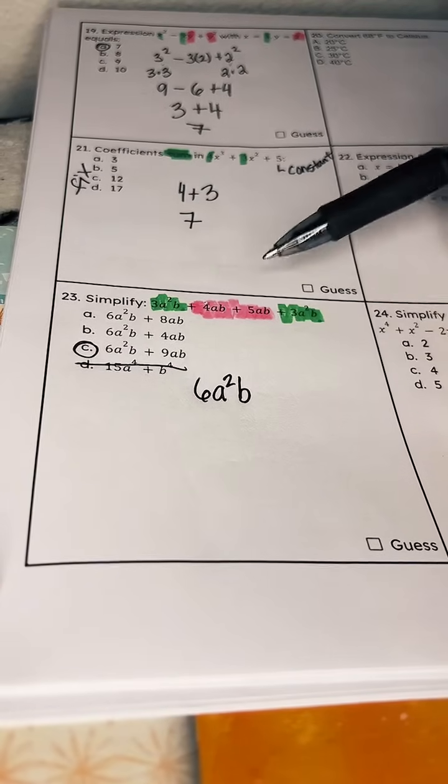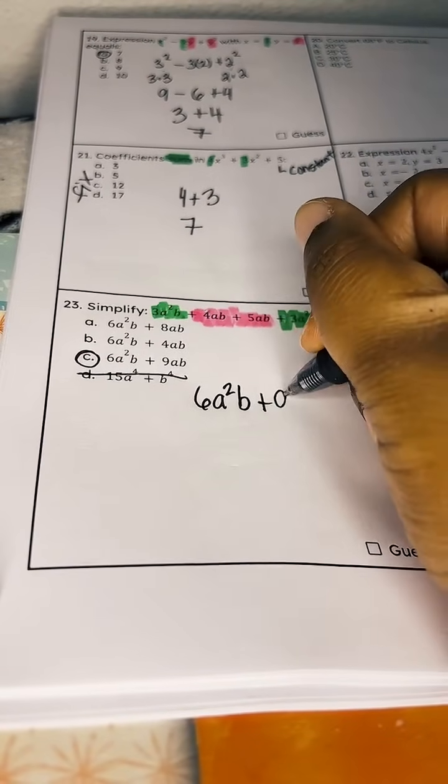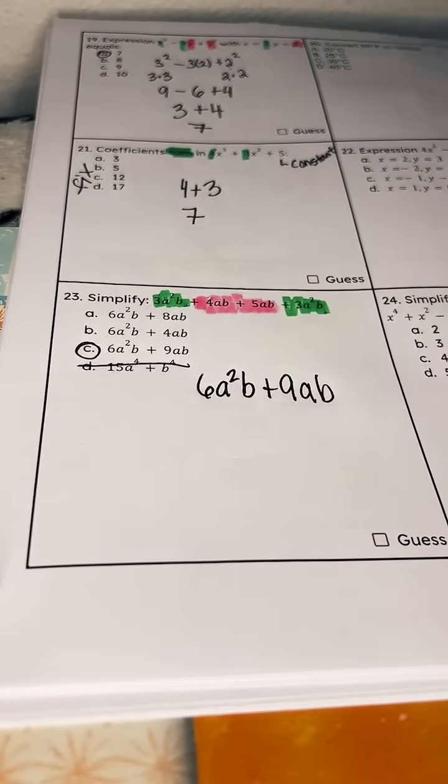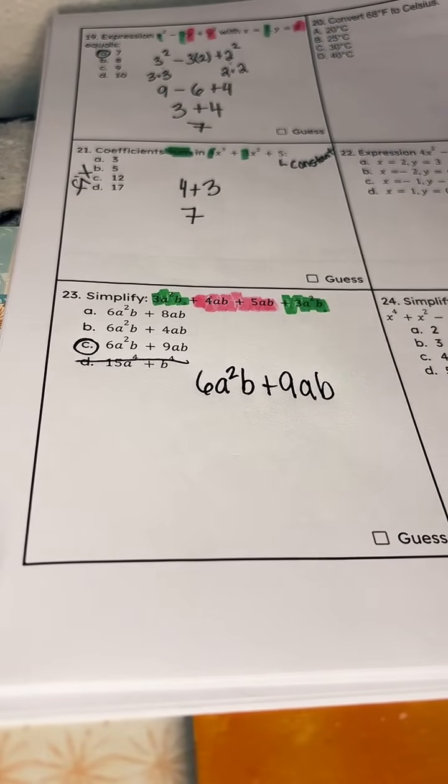Yeah. So 4 plus 5 is gonna give us 9AB, and that's C.